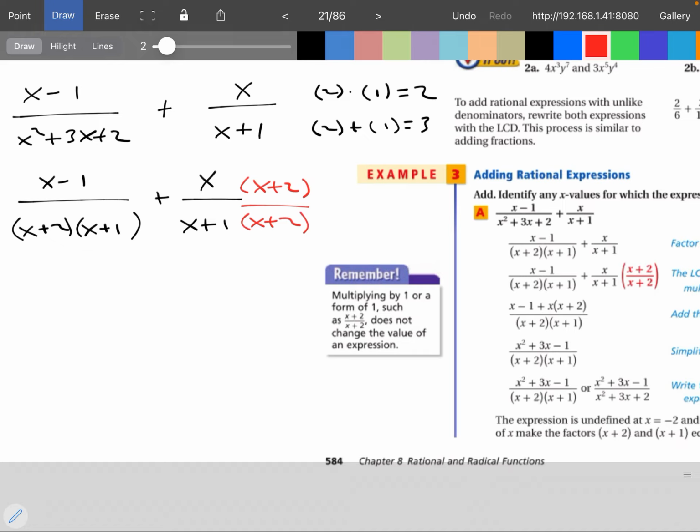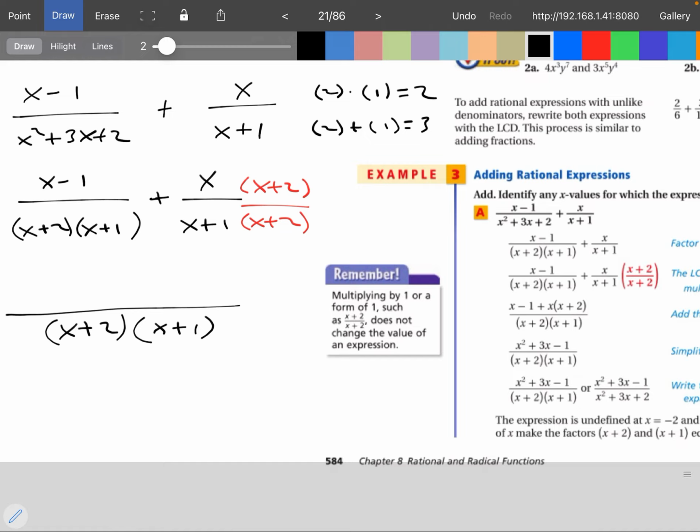Now we have a common denominator. So I'm not changing that fraction, okay? X plus 2 divided by itself is really 1, right? I'm just changing the way the fraction on the right looks so that I have a common denominator, that's all. All right, so we already know now our common denominator is going to be the quantity x plus 2 times the quantity x plus 1. So that's our common denominator, so we're going to keep that.